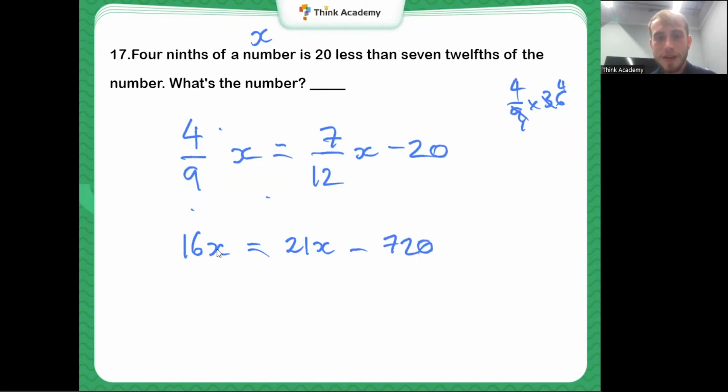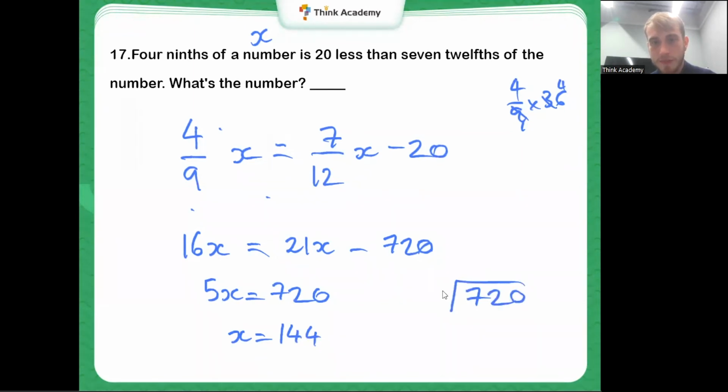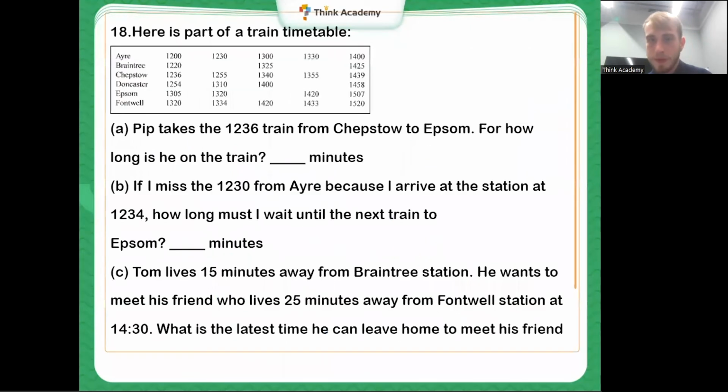So then to simplify, you can just move your x's onto one side and move your numbers onto the other. So we get 5x is equal to 720, and therefore x must be equal to, by doing a little division, 144. Let's double check that. 720 divided by 5 gives me 1 remainder 2, 4 remainder 2, 4. There we go, and we've got our answer. Okay, so that's how you can solve that one with a little bit of algebra.